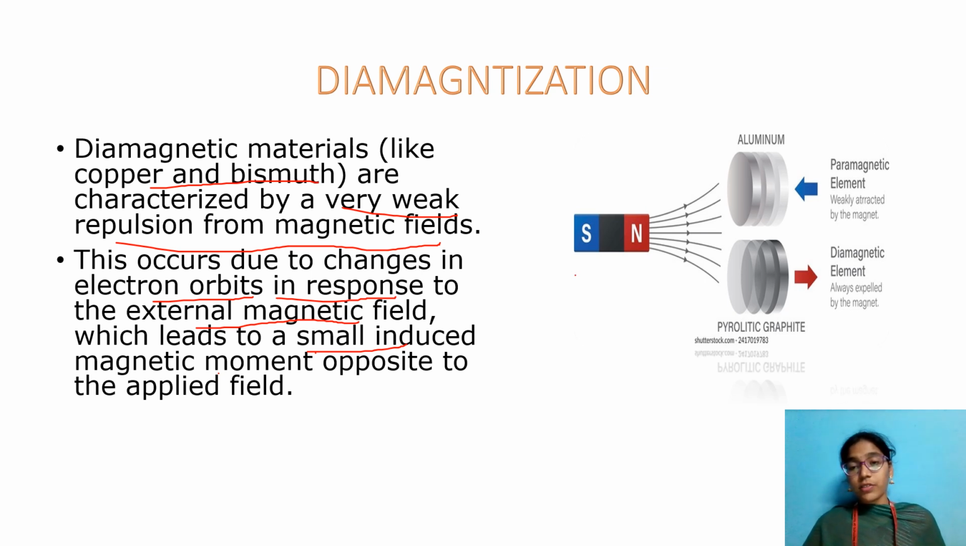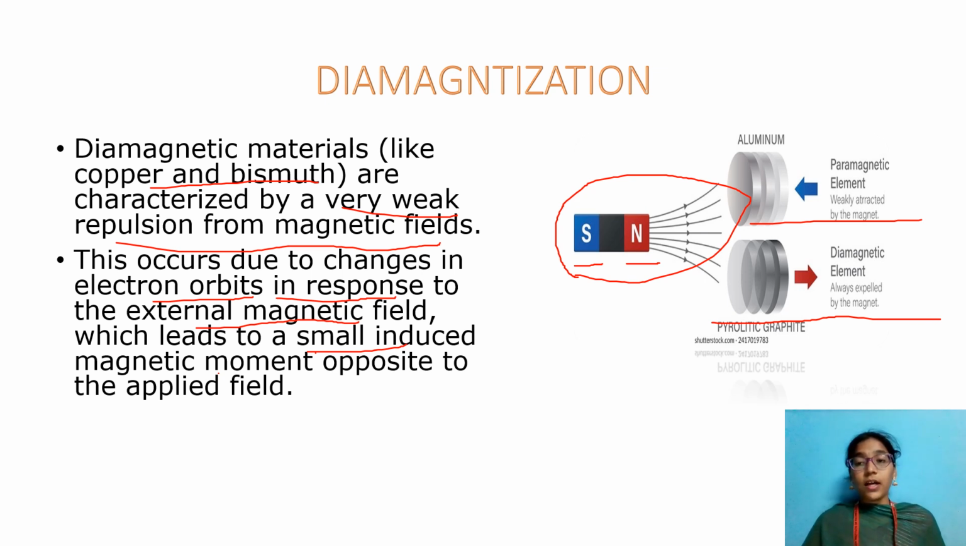This diagram shows the magnet, the south pole, and the North Pole. This is the aluminium. This part refers to the paramagnetic element, and this part refers to the diamagnetic element. The diamagnetic element is always expelled by the magnet, and the paramagnetic element is weakly attracted by the magnet.